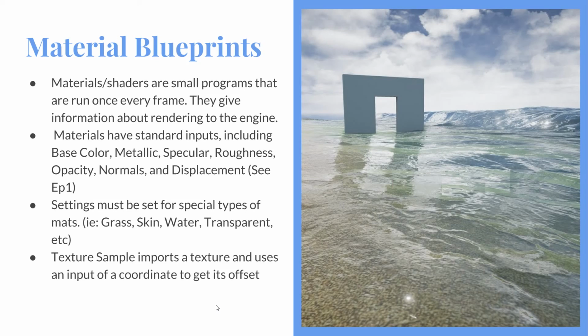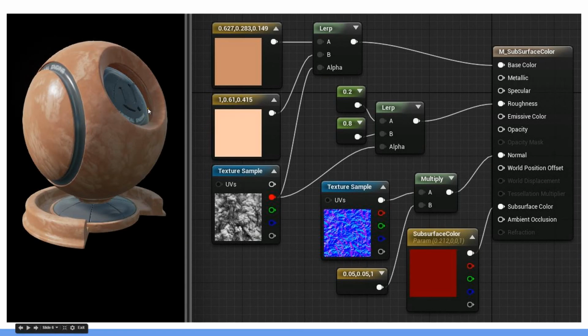And there are some special kinds of things that we have to deal with when dealing with materials, including grass and stuff like that. And finally, one of the most important things when we deal with material blueprints is texture samples, so that we can import parts of textures to deal with. Here is an example. You can see here that we have the material and we have information put into pins, as we've seen with the functions, that go into the blueprint.